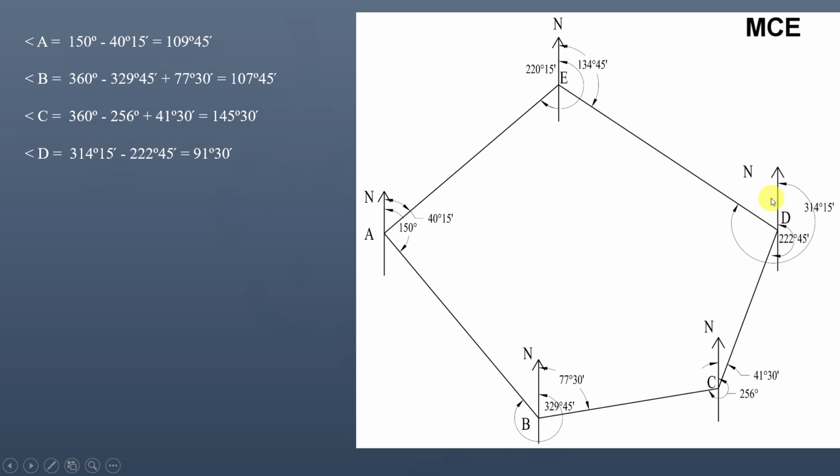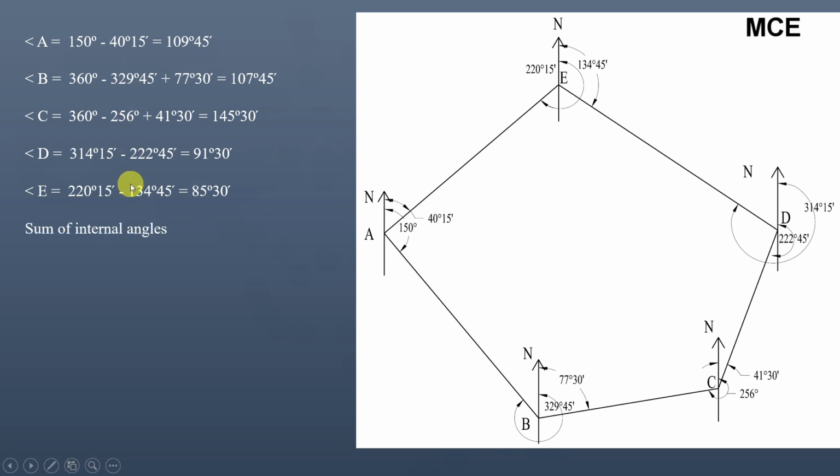And angle D will be equal to the fore bearing of line DE, which is 314 degrees 15 minutes, minus the back bearing of line CD, which is 222 degrees 45 minutes, and you will get the value of angle D as 91 degrees 30 minutes. Angle E will be equal to the fore bearing of line EA, which is 220 degrees 15 minutes, minus the back bearing of line DE, which is 134 degrees 45 minutes, and angle E will be equal to 85 degrees 30 minutes. So this gives you all the 5 angles of this closed traverse.